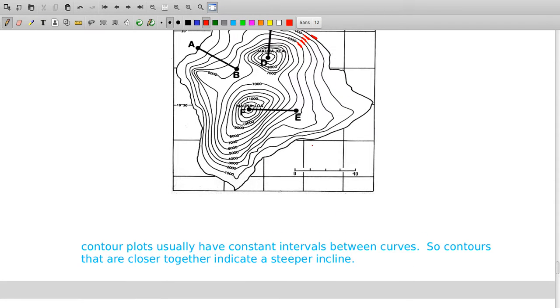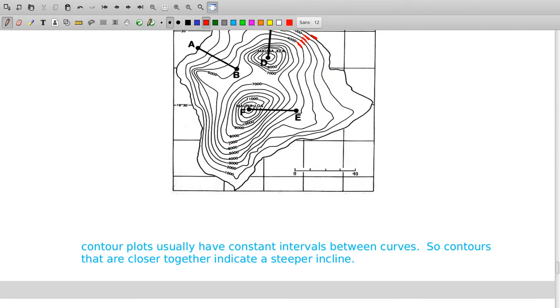Here, I've typed something out to note from past experience. Although our textbook may occasionally throw a contour plot at you that does not have this property, a well-designed contour plot usually has constant intervals between the curves. So this is a good example: 0, 1,000, 2,000, 3,000, 4,000, etc.